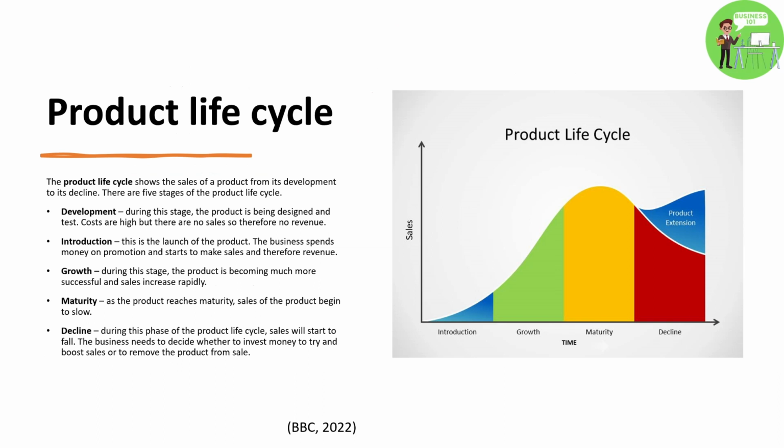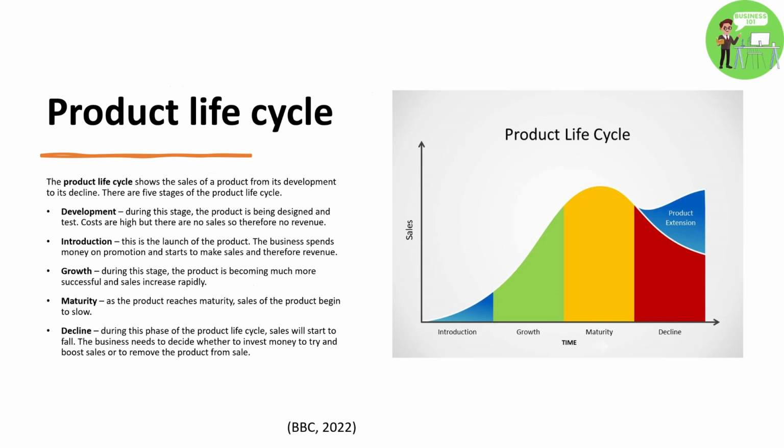Now let's move on to the product life cycle. The product life cycle shows the sales of a product from its development to its decline. There are 5 stages of the product life cycle. Development: during this stage, the product is being designed and tested. Costs are high, but there are no sales, so therefore no revenue.